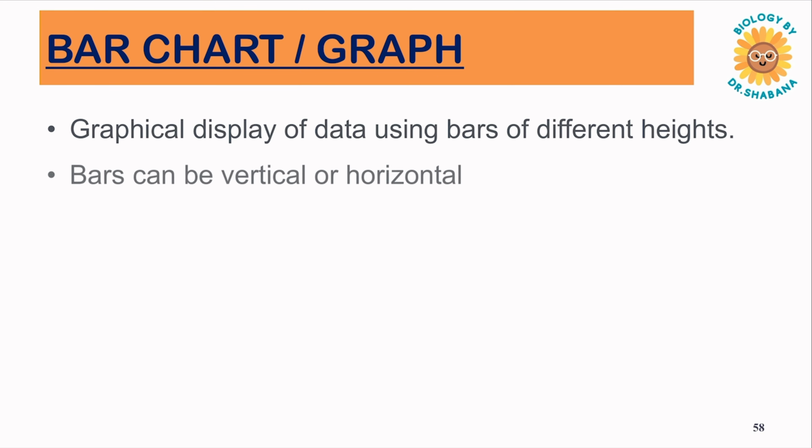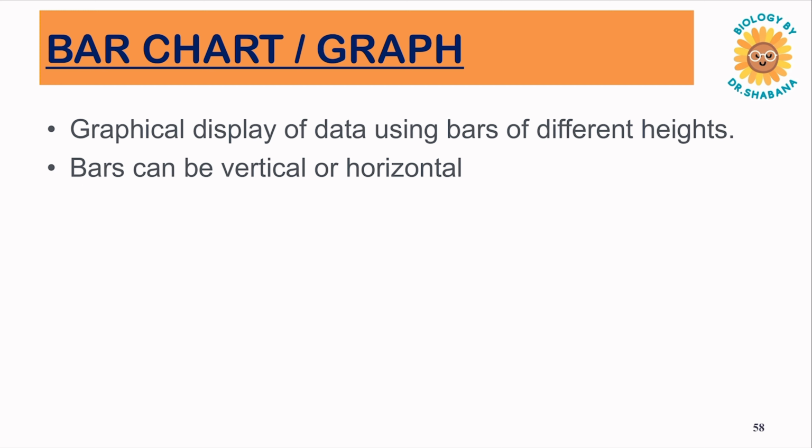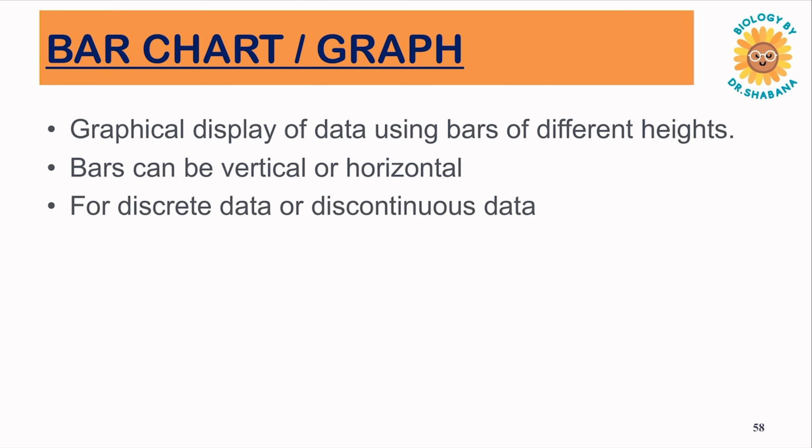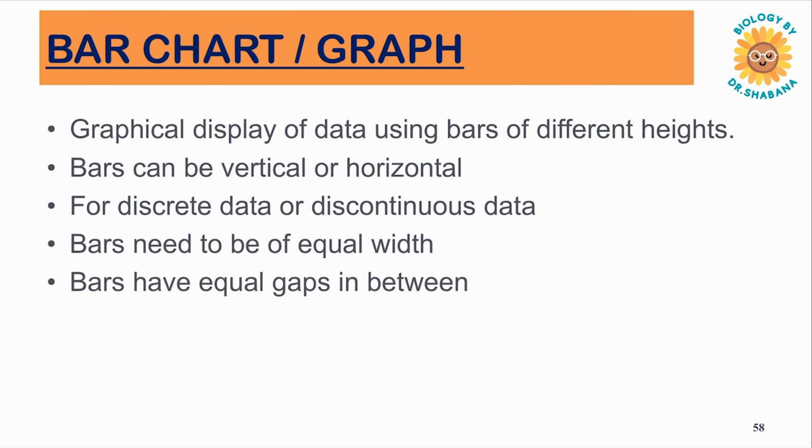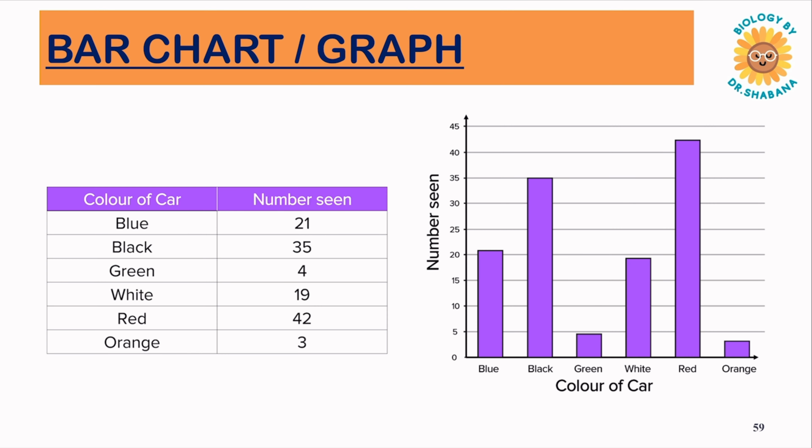Bar chart is a graphical display of data using bars, or they can be horizontal and vertical, using discrete or discontinuous data, what we call qualitative data. Bars need to be of equal width and there will be equal gaps in between. For example, the color of the car, the numbers seen when you plot them, it looks like this.